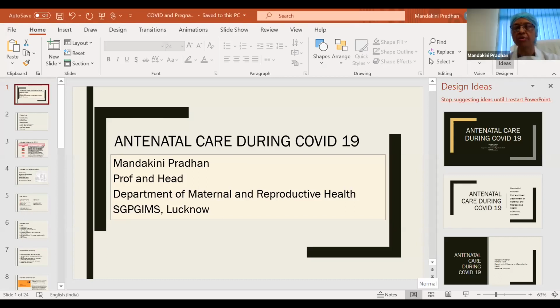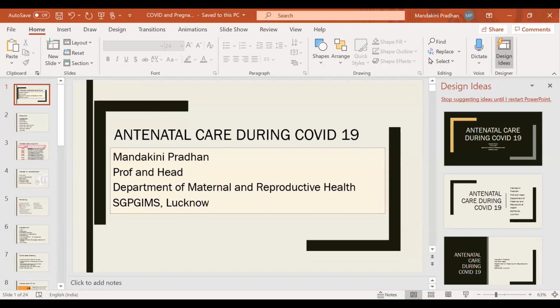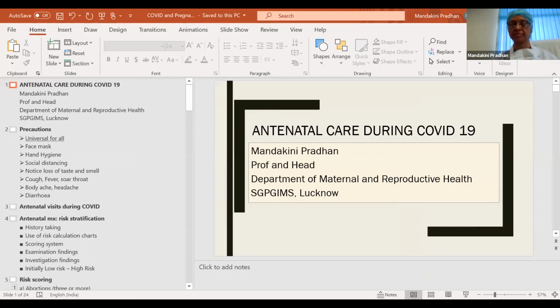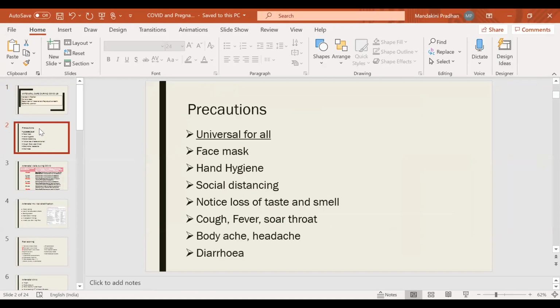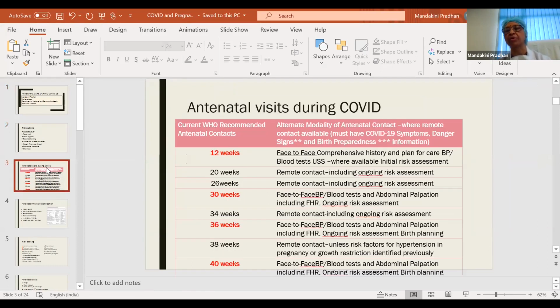The first part of my talk will be the antenatal care that we are proposing, or that we have followed since the lockdown started on 23rd March. Every day almost we have modified our antenatal care, as there are n number of instructions and guidelines coming up, and we are evolving. The subsequent part will be, if a pregnant COVID patient is encountered, how do we manage?